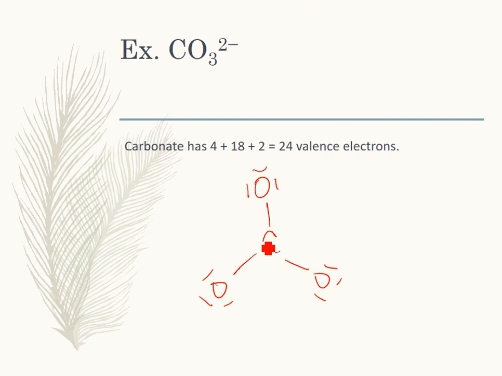And again, we're short on carbon, so we'll borrow electrons from one of the oxygen atoms and replace. This will allow us to double bond one of the carbon oxygens, and that's going to leave us with, notice we have a 2 minus charge here. That's going to leave us with formal charges on each oxygen.